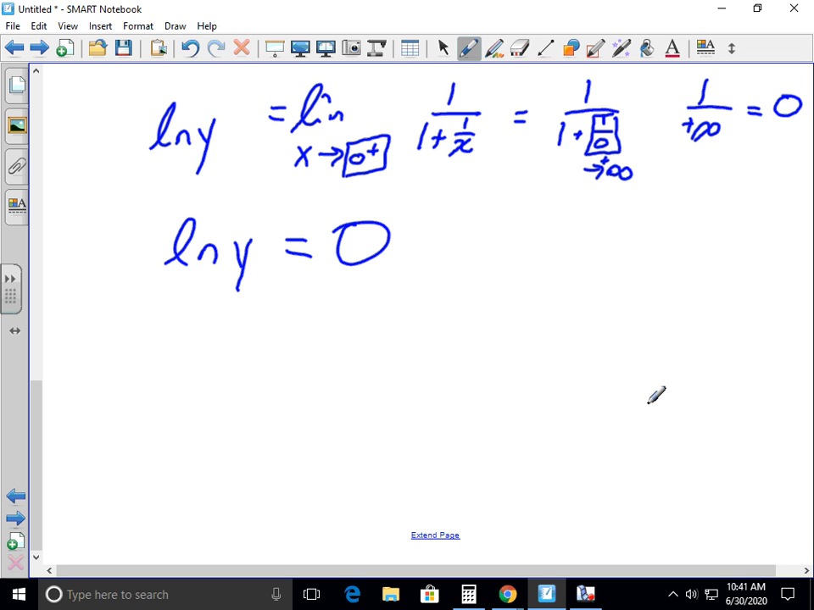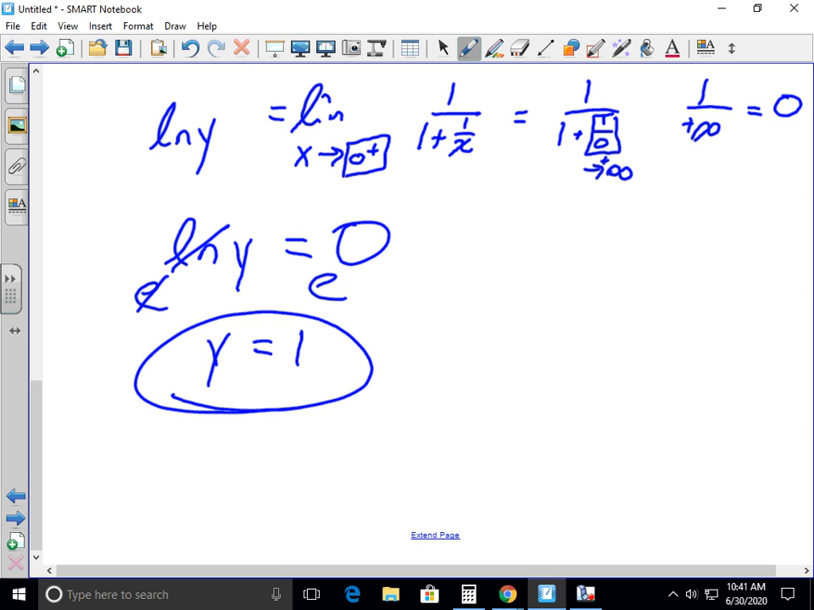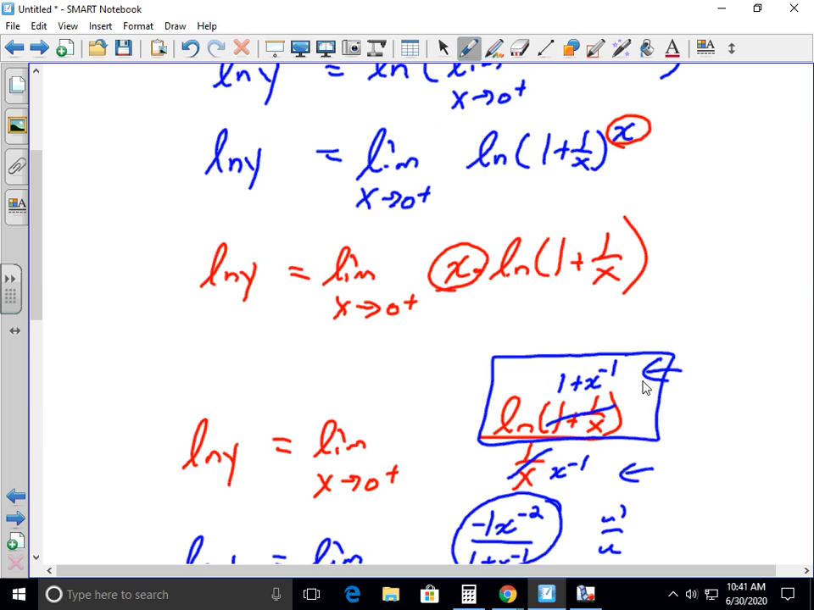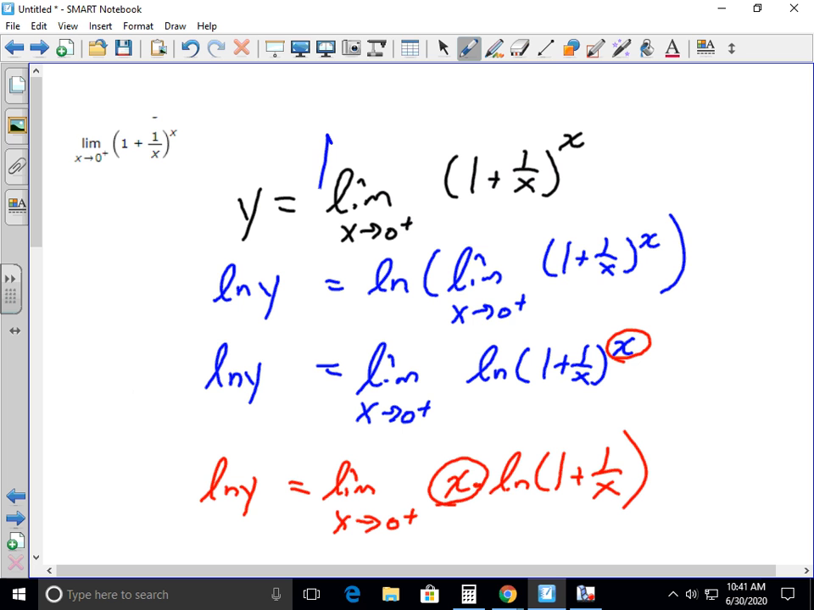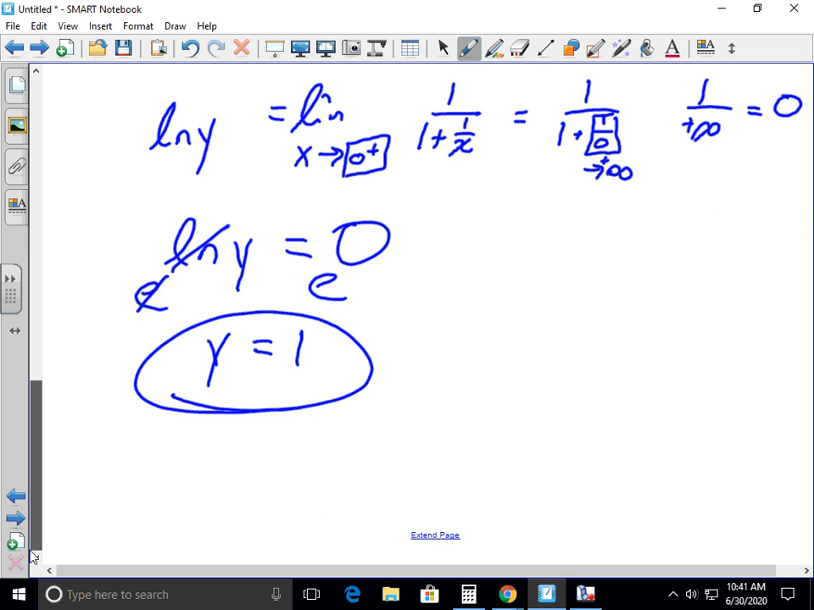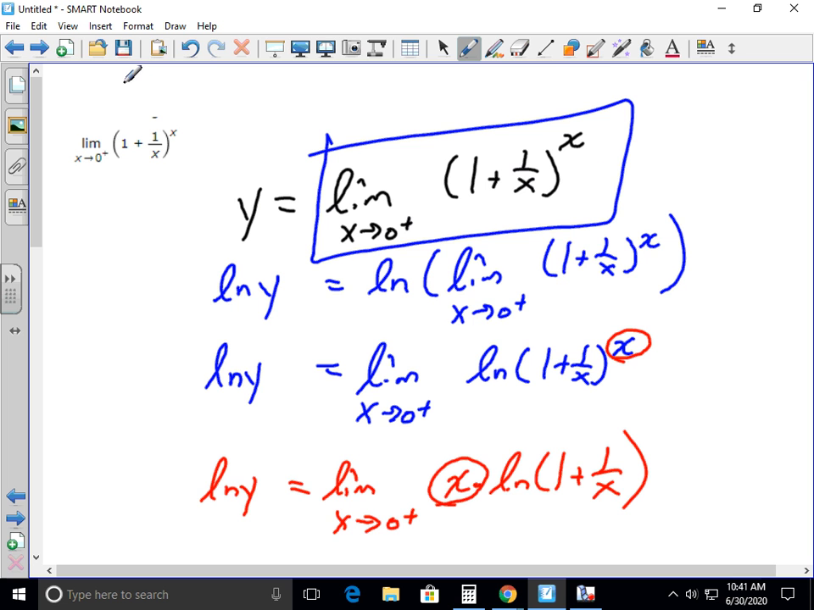If we want to get y by itself, we do e to both sides. E to a natural log undoes each other. E to the 0 is 1. Remember, y stood for the answer to our original problem. Y is whatever that limit is. We got that y equals 1, so that means our limit, as x gets really close to 0, the limit of that is 1.